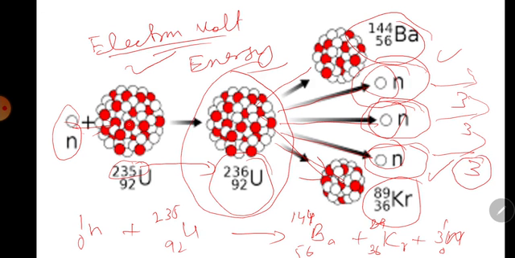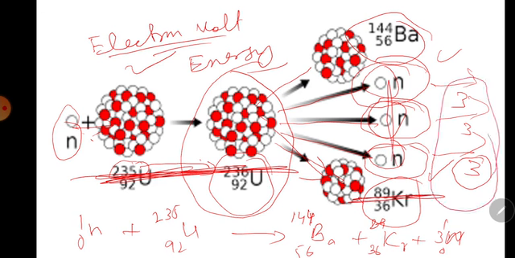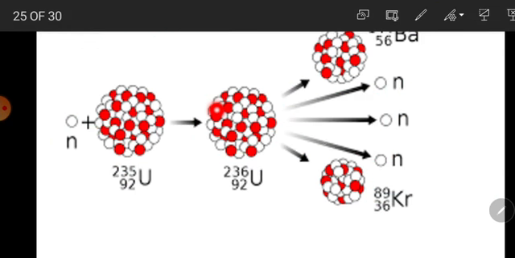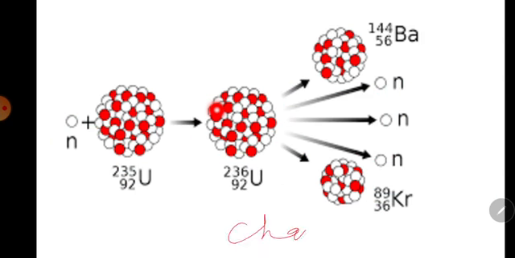So in the first step there is only one nuclear reaction. In the second step there are 3 nuclear reactions, and in the third step the number of nuclear reactions increases to 9. So if you cannot control the number of neutrons, it causes a nuclear chain reaction and will cause destruction. An uncontrolled nuclear reaction is called a chain reaction.